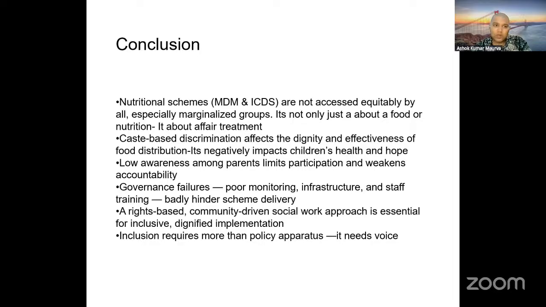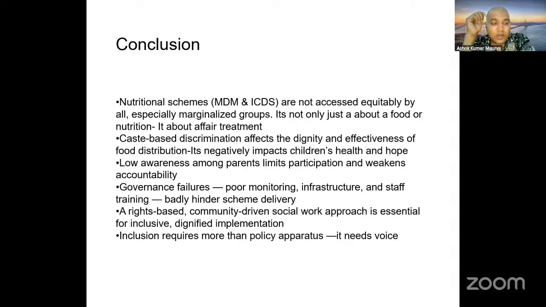Now, in conclusion, both the midday meal scheme and the ICDS schemes are not equally accessible to marginalized groups. It is not about just food or nutrition. It's about fair treatment. When 23% of children said no, they are not getting fair treatment, it is a serious issue. It must be dealt with empathy, and a different mechanism must be ensured to check it. This discrimination affects the dignity and also the effectiveness of the food distribution. It's negatively affecting the children's health and even the hope for their life.